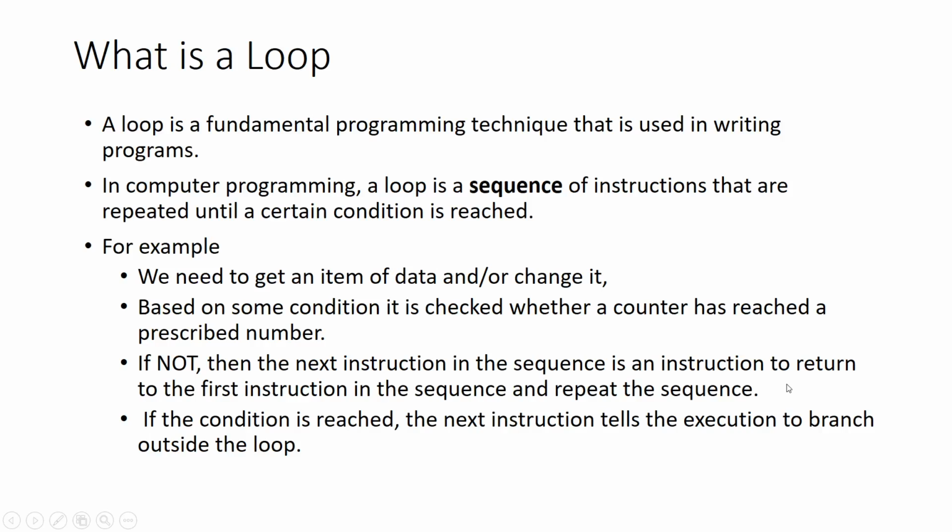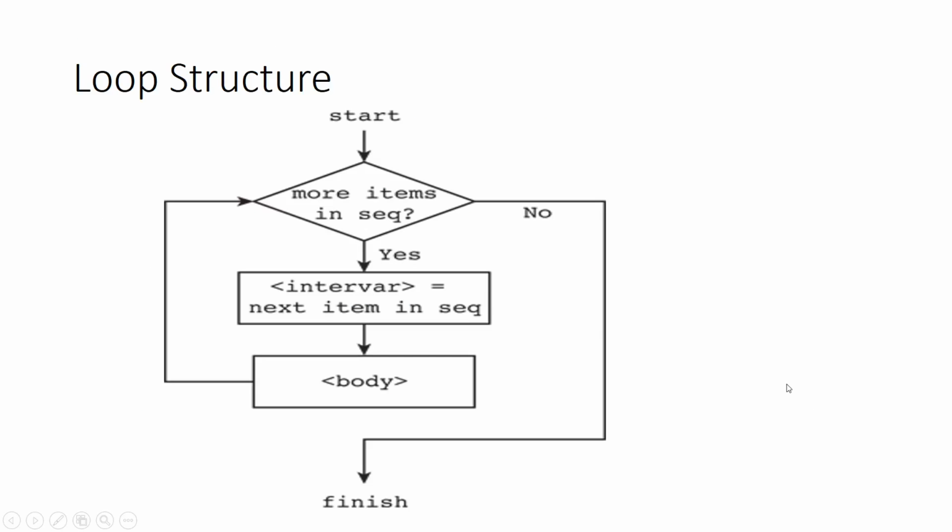In this lecture, I'm talking about loops, and this is our first lecture that talks about loops. This is something that is extremely important to programming. It's a fundamental programming technique. So if we define loops, loops are essentially a fundamental programming technique that are used in writing programs. A loop is a sequence of instructions that are repeated until a certain condition is reached. So this might not make perfect sense to you right now, but when we start writing loops, you will be able to picture this actually.